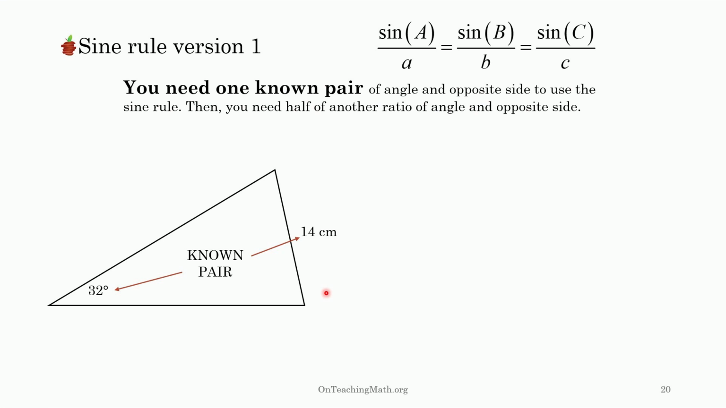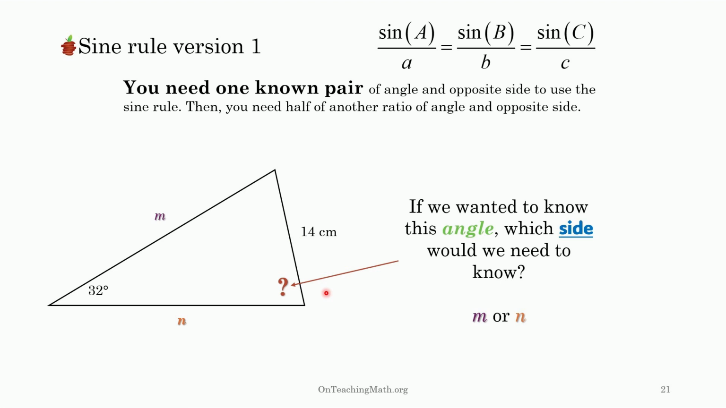All right, now, in order to use the sine rule, you have to have one known pair. What I mean is you have to have an angle and its opposite side, both of them known, in order to use the formula, right? So let's say we knew 32 and 14. Which side would we have to know if we wanted to find this angle right here? Would it be angle M or angle N?